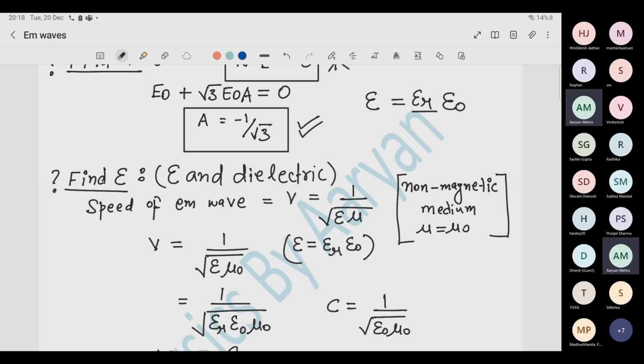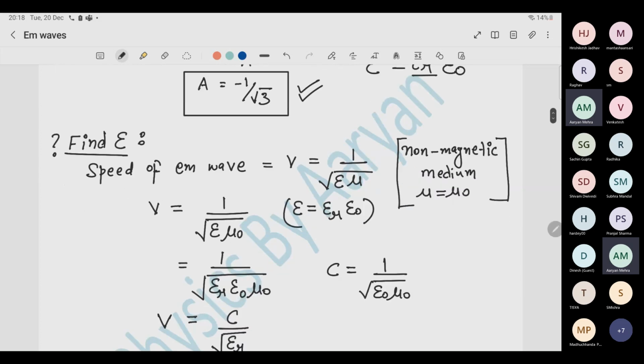In order to find that, you need to have information about the velocity of your EM wave, or the speed of your EM wave. So the speed of your EM wave, all of you know, is actually 1 by under root epsilon mu. How many of you know this? Do you know this formula? Very simple. Yes, sir. Everyone knows this. Very simple formula. Okay, so if all of you know this and I am an interviewer, give me the equation from where I can derive this.